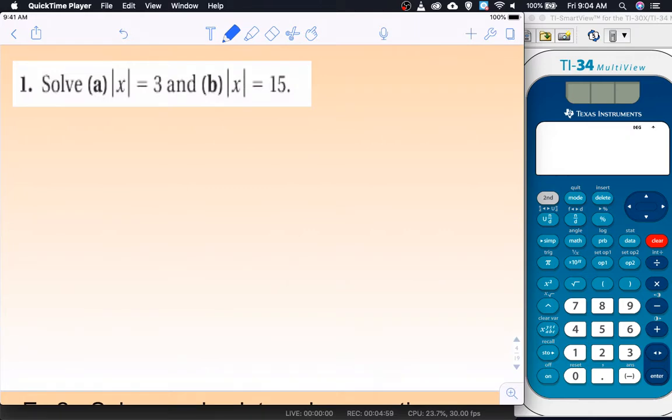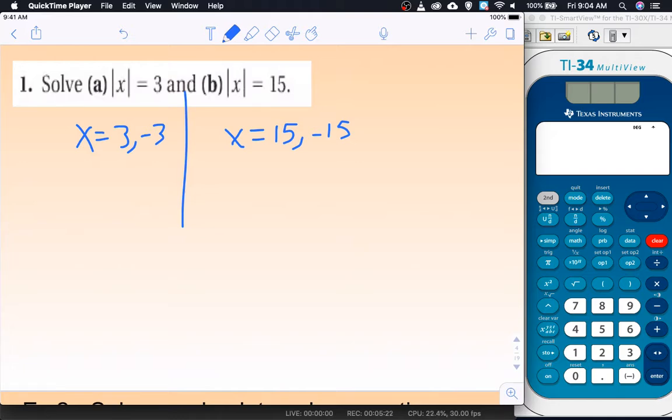Okay, last of this type, and then we're going to get a little bit more complex. So go ahead and quickly throw down the solutions to these two problems. All right, first one, x is equal to 3 and negative 3. Second one, x will be equal to 15 and negative 15.